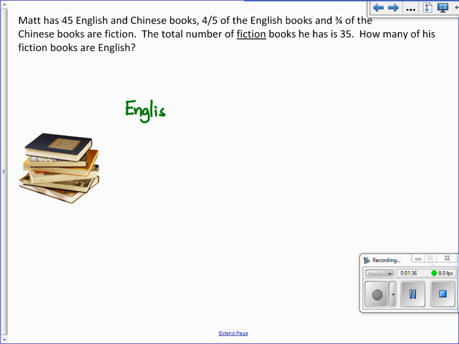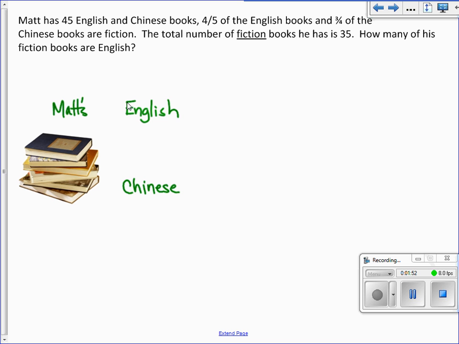Okay, so let's start off with the fact that we've got English books and Chinese books. And these are all Matt's books, so we could have out here Matt's English books and Chinese books. All right, so now let's think about what we know.